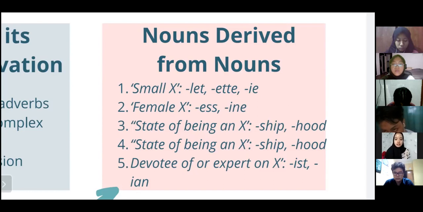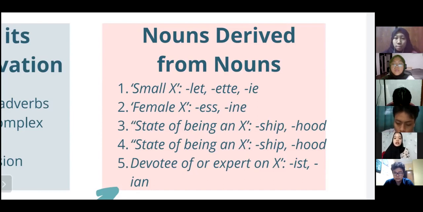Next, states of being an X. The suffixes are -ship or -hood, like in the words kingship, ladyship, motherhood, priesthood. And the last one, devotee of or experts on X. The suffixes are -ist or -ian, like in the words Marxists, logicians, or historians. For example, in the word historians, it shows that this kind of people are experts on X. X refers to history, people that are experts on history.